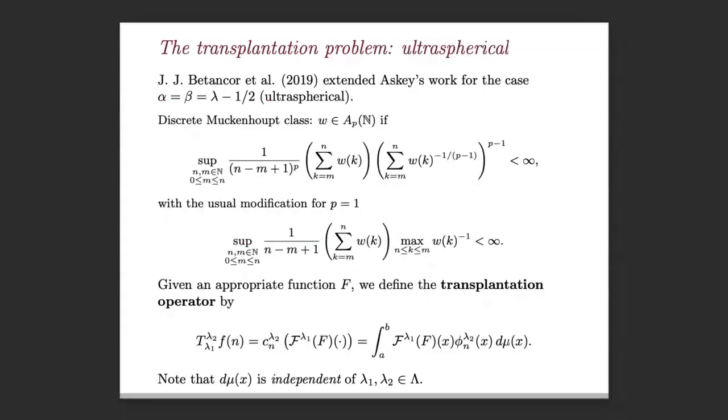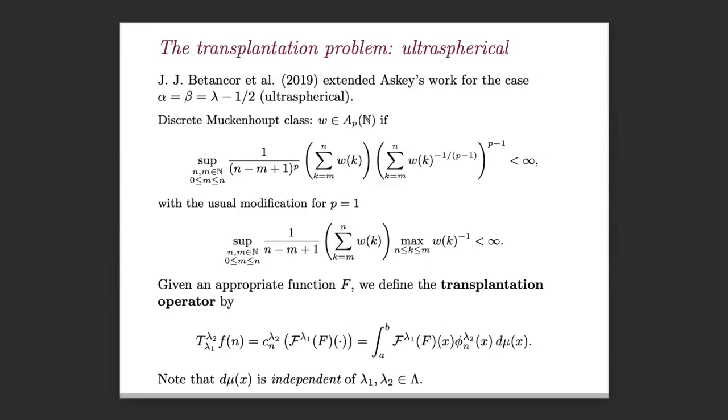While in 2019, Jorge Betancor and his collaborators extended Askey's work for weights in the discrete Muckenhoupt class in the special case alpha equals beta equals lambda minus 1/2, which corresponds with the so-called ultraspherical functions. We recall here that a weight W belongs to the discrete A_p class if this supremum is finite, with the usual modification in the case p equals 1.